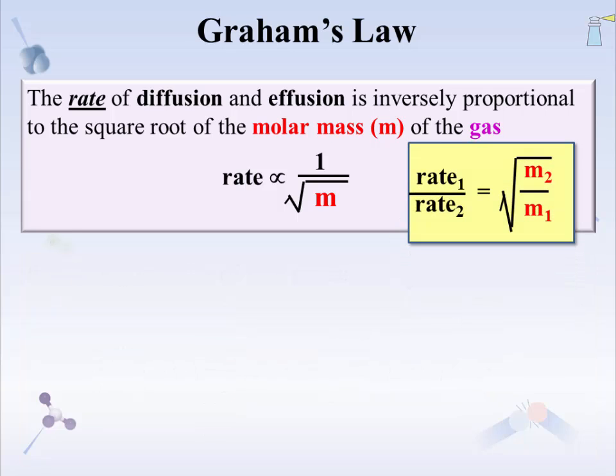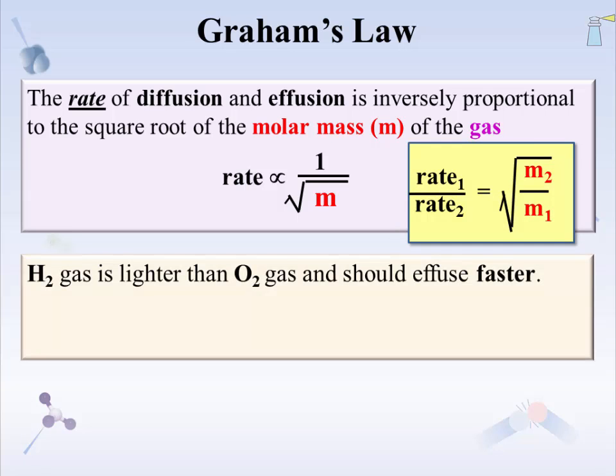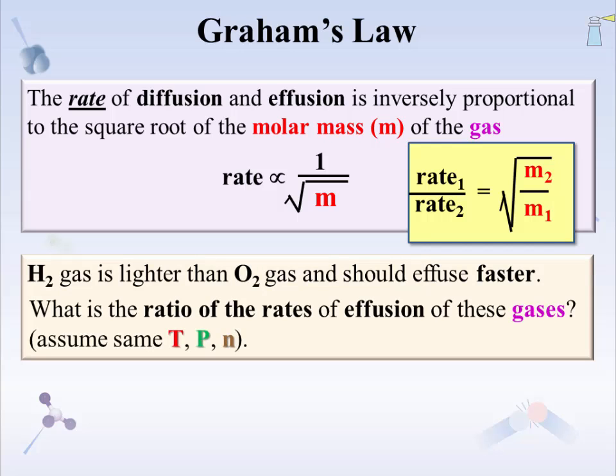Example of its utility can help add perspective. Say we're given a problem that starts by noting that hydrogen gas is lighter than molecular oxygen gas and should effuse faster. But then specifically asked, what is the ratio of the rates of effusion of these gases? It assumes that the properties of temperature, pressure, and amount are constant. All it's looking for is a comparison of how long it takes the gases to completely effuse under identical conditions.